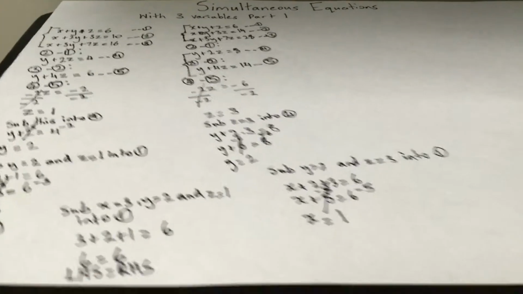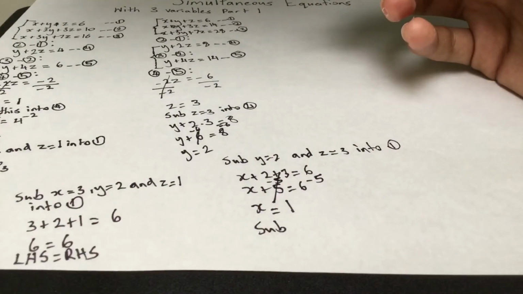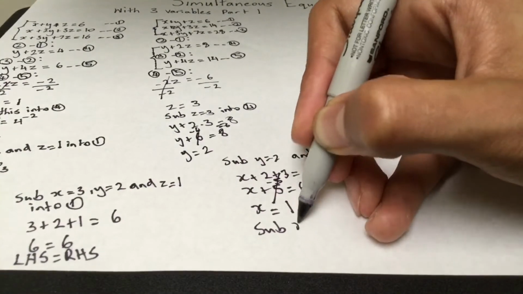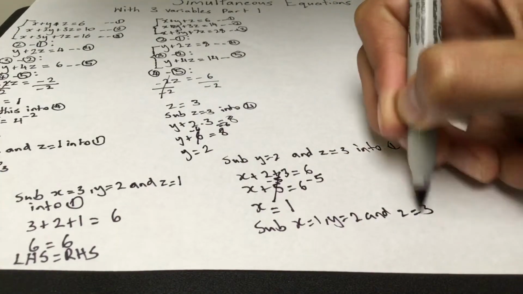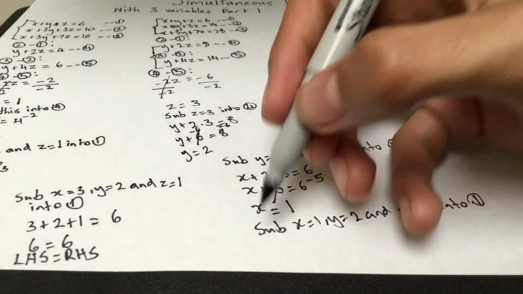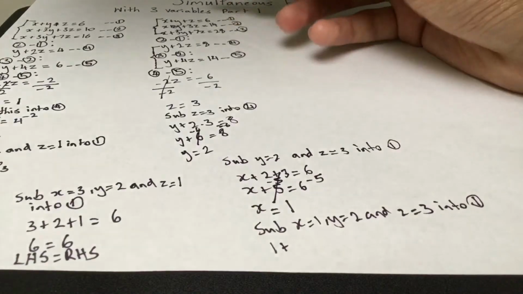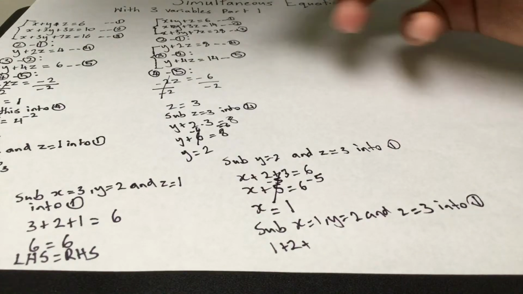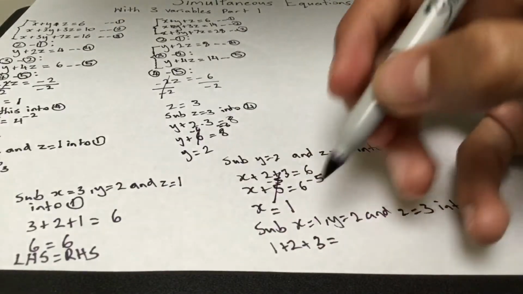Okay, so last of all, we can sub all our values in to make sure our values are right. Okay, so sub x equals 1, y equals 2, and z equals 3 into equation 1. So x equals 1, and then y is equal to 2 into equation 1, which is 2, plus z equals 3 into equation 1, so we replace z with 3.